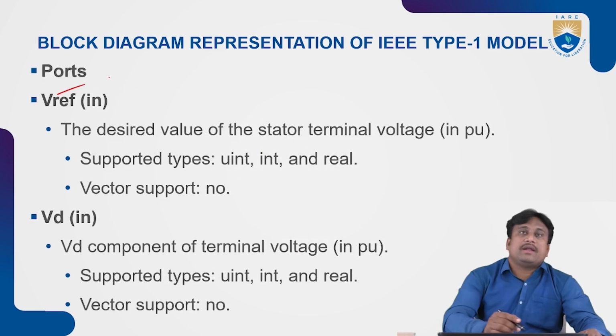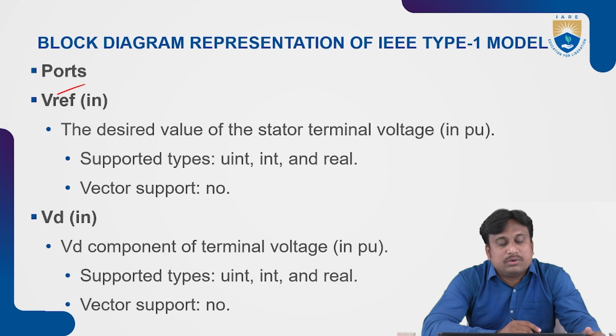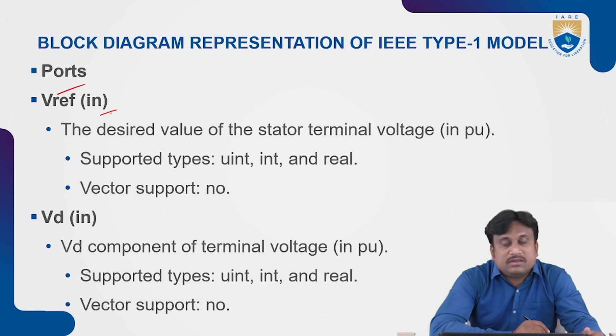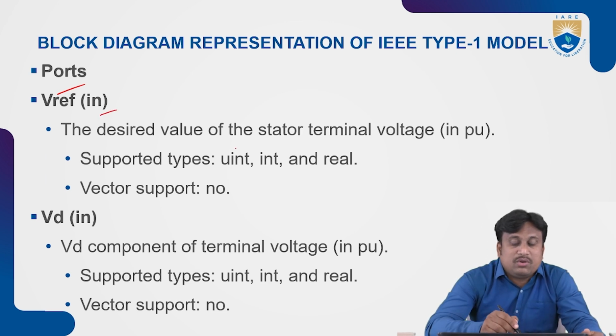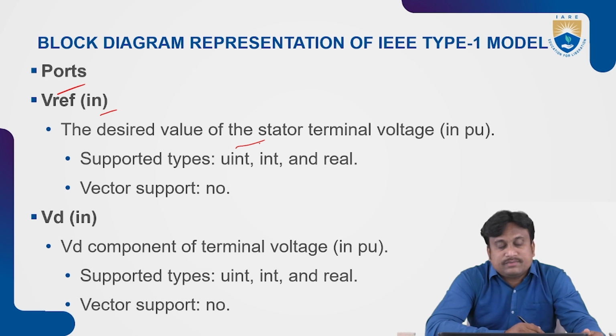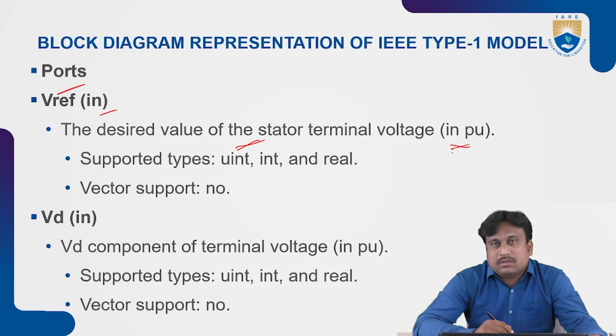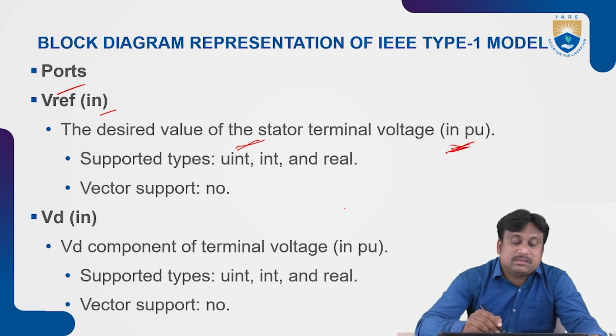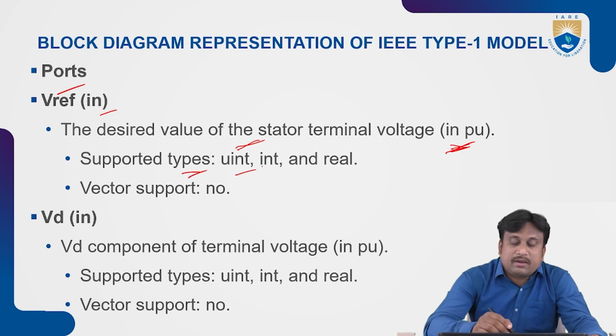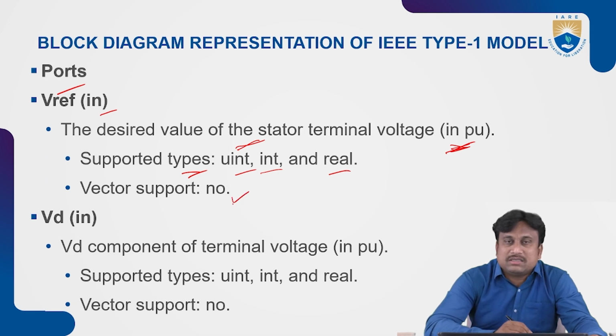Here, the block diagram contains a number of ports. One is the reference input, that is the desired value of the stator terminal voltage. The reference voltage is the desired value of the stator terminal voltage. This is to be treated in per unit. The power system components are considered in per unit. The supported types are unit, int, and real. Vector support is not considered here.